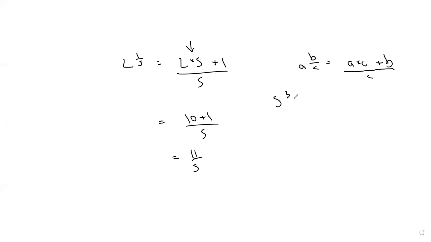So 5 and 3 over 4. So you get 5 times 4 plus 3, and that's over 4. So that ends up being 23 over 4.